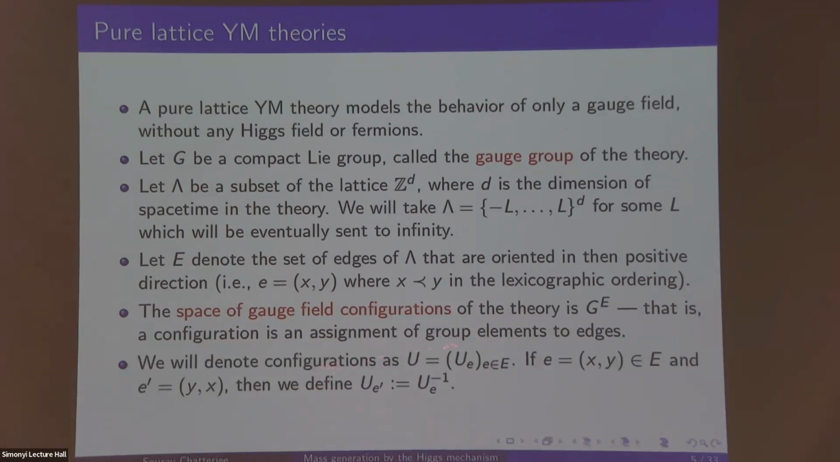And we'll denote configurations like this as U, which is U subscript E for each directed edge E. If you take an edge oriented in the negative direction, so if you have a positively oriented edge XY and the negatively oriented version is YX, then U_E' will be just an inverse of U_E. So if you look in the negative direction, you just take the inverse of the matrix. Okay. Any questions about this?